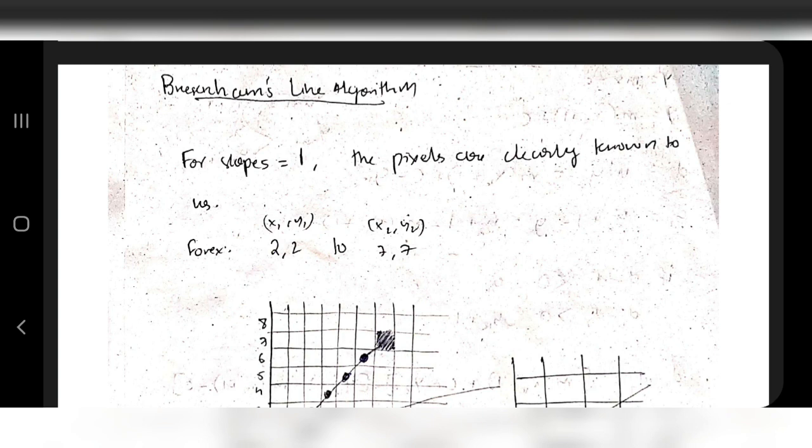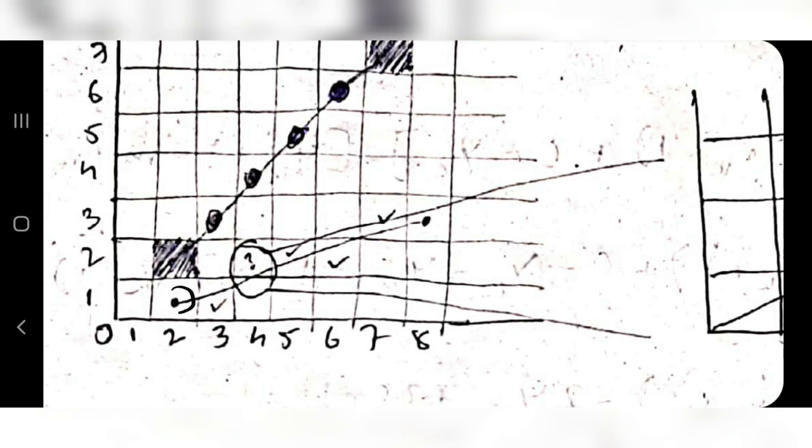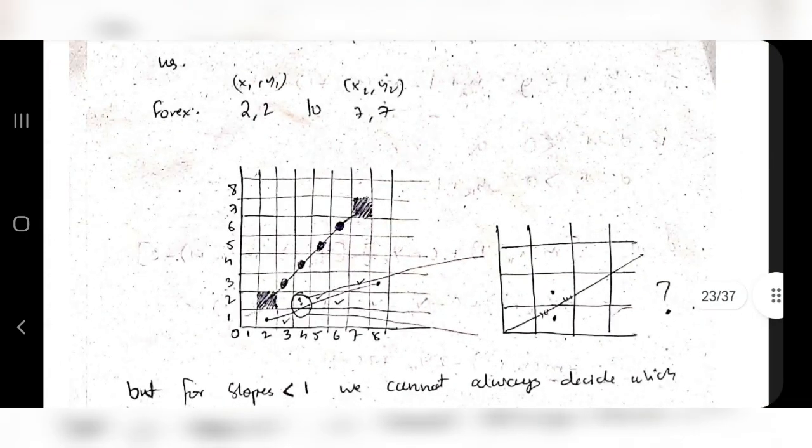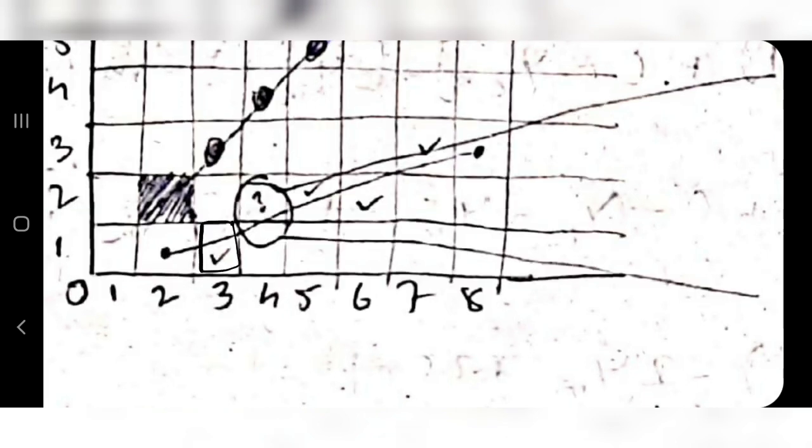Start by taking two points first, x1, y1 and x2, y2. Let's take these two points on the graph, (7, 7) and (3, 1). Now if you draw a line straight from here till here, we'll draw it like this. Let me change the color. If you draw a line like this, it will come in this way.